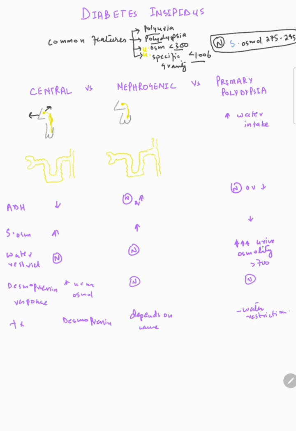So this is the hypothalamus. This is the posterior pituitary. And here we have the supraoptic nucleus in the hypothalamus. This is where the ADH is released from, and from there the nerve endings release it in the posterior pituitary.